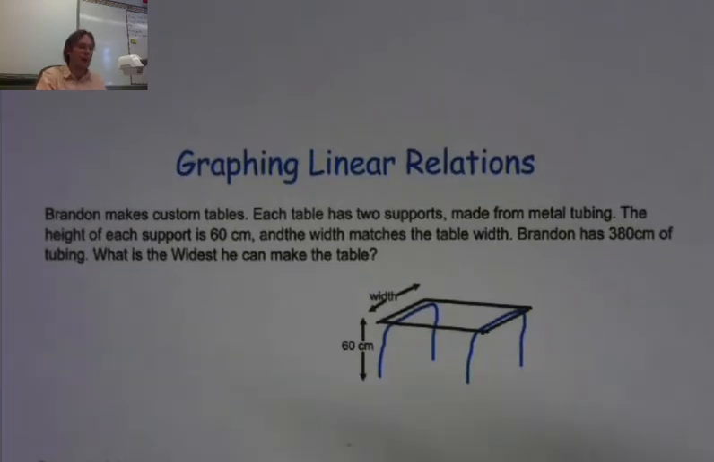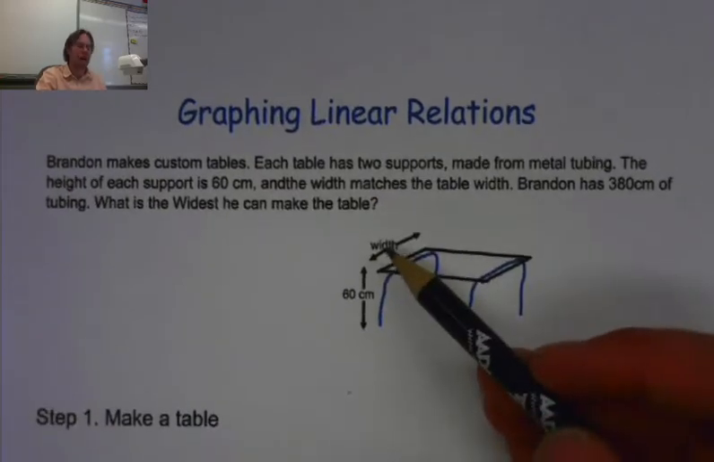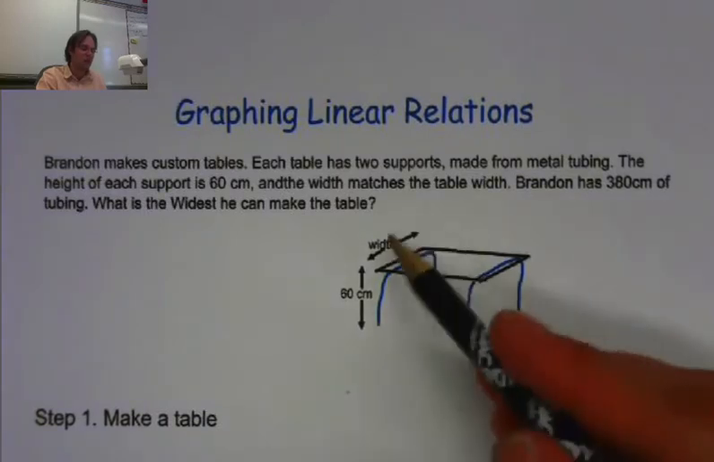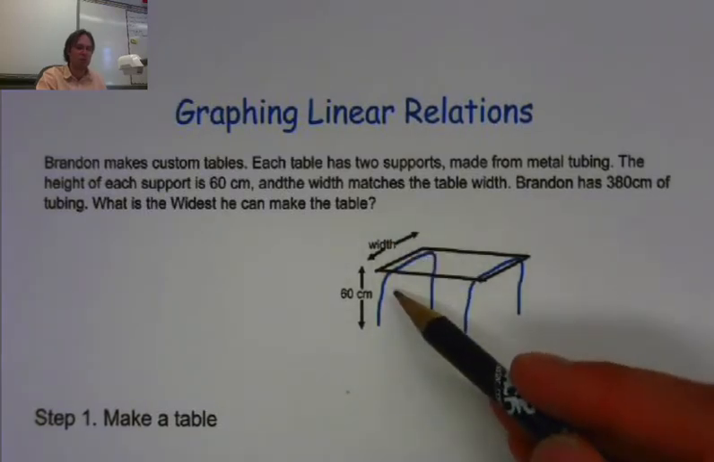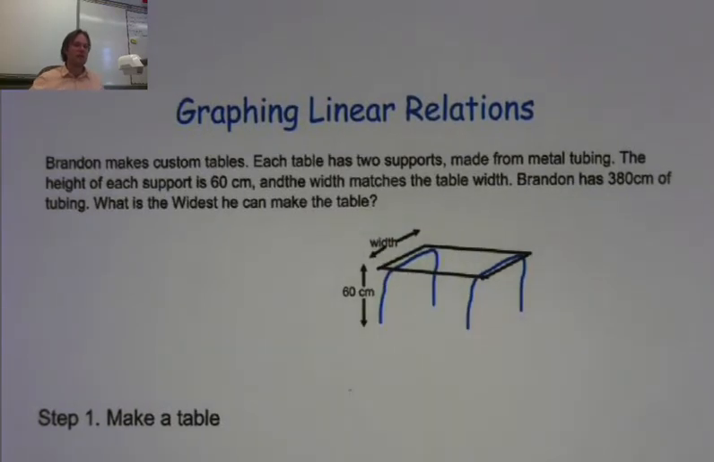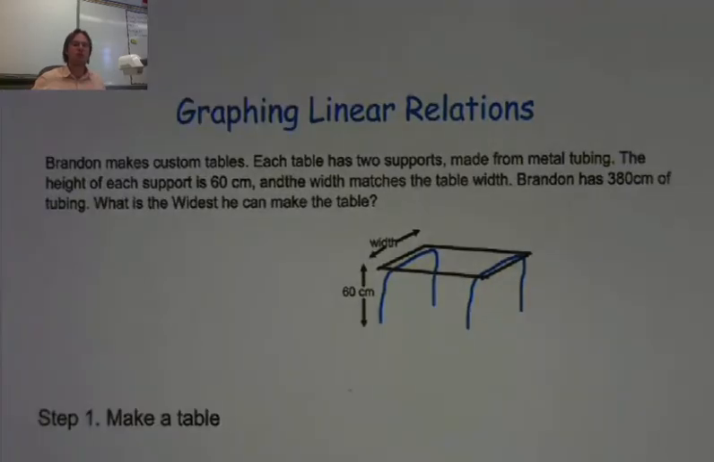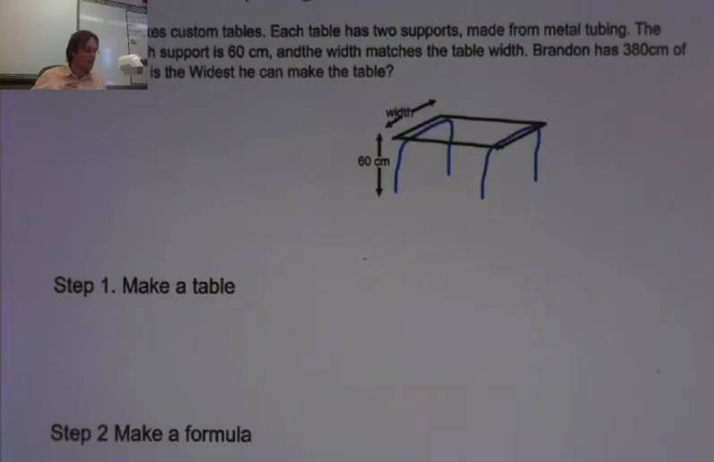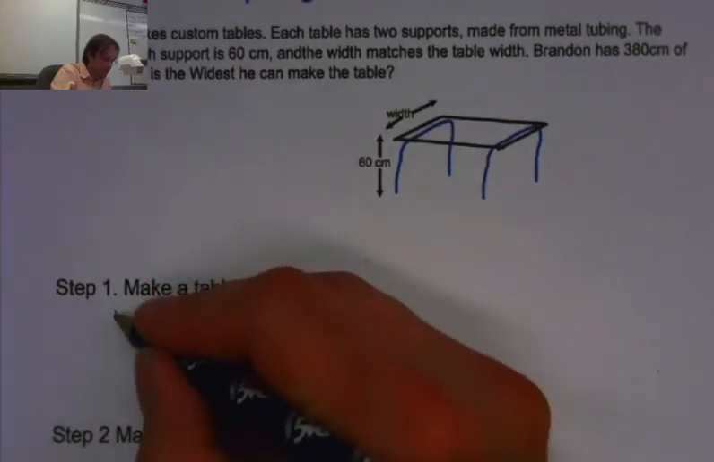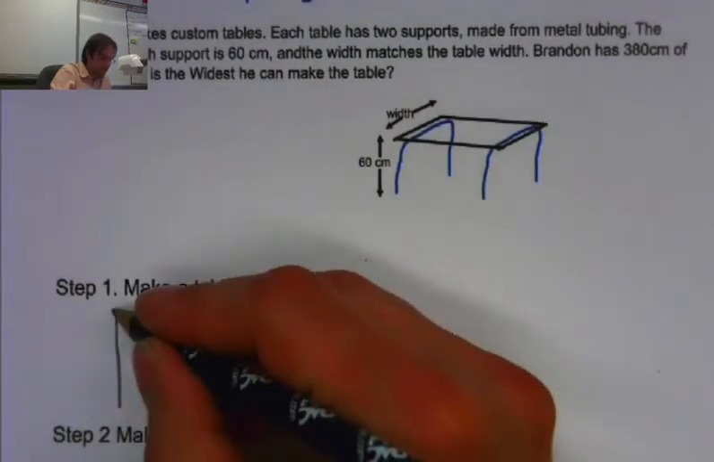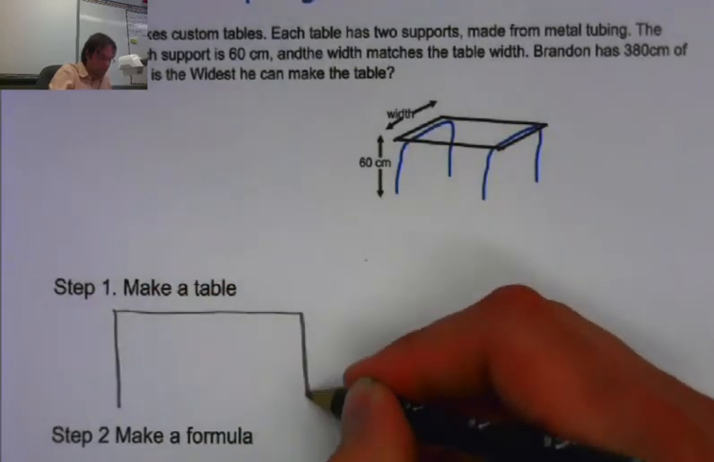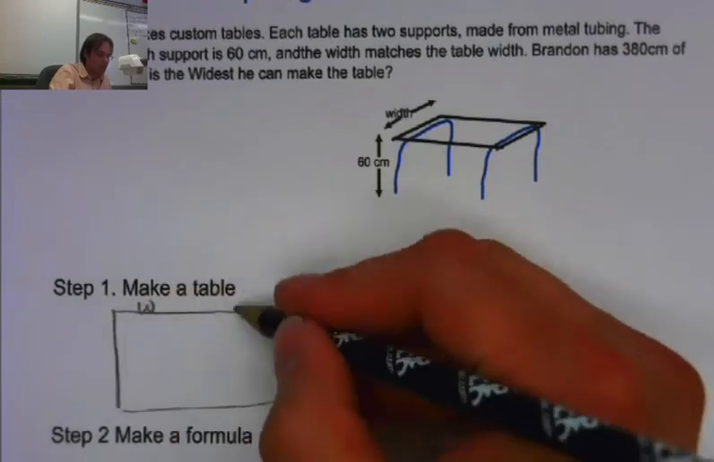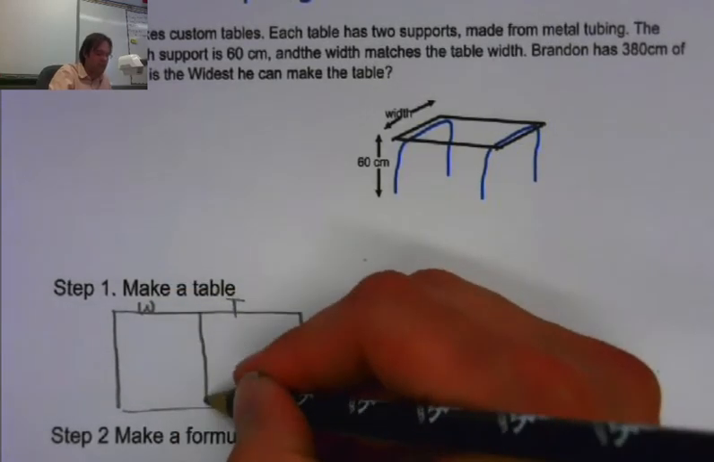So here I have a picture of our table. Both legs are 60 centimeters high, and the width is the same as the width of the tubing. So the first step to solve this question is we're going to make a table. So let's quickly make a table here. Okay, so here I'm going to have my width, and here's going to be my total centimeters.